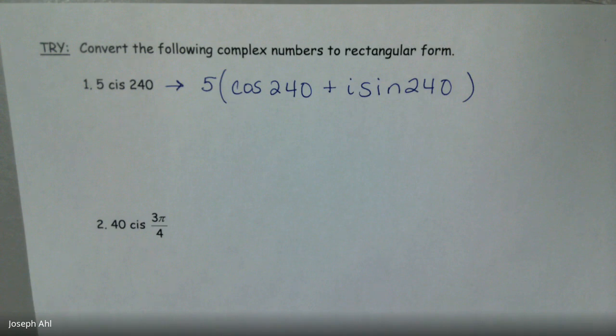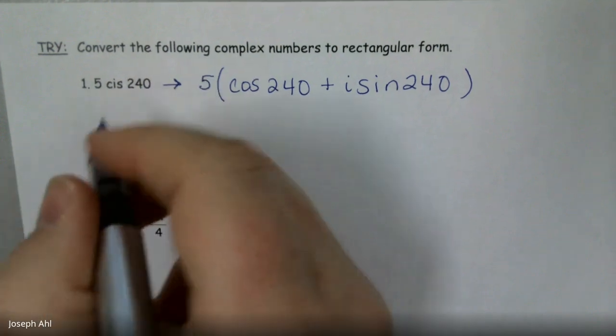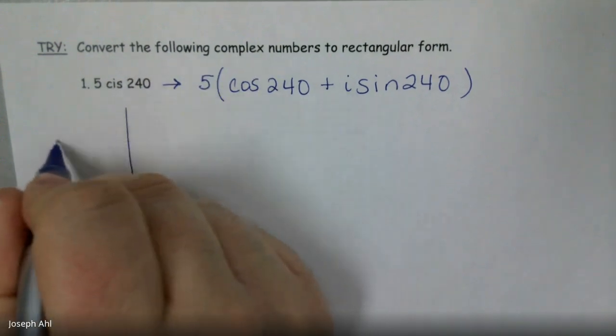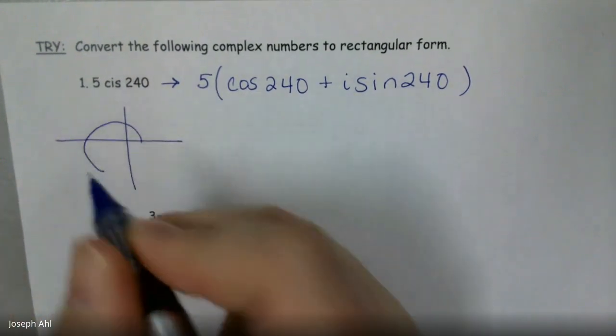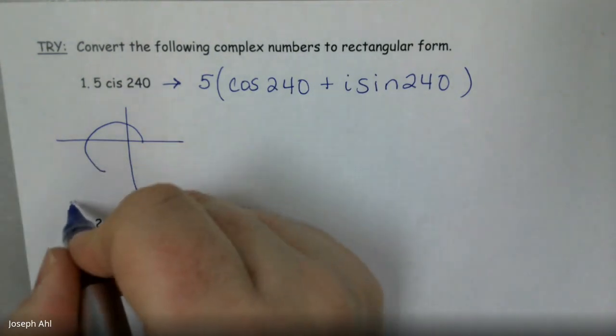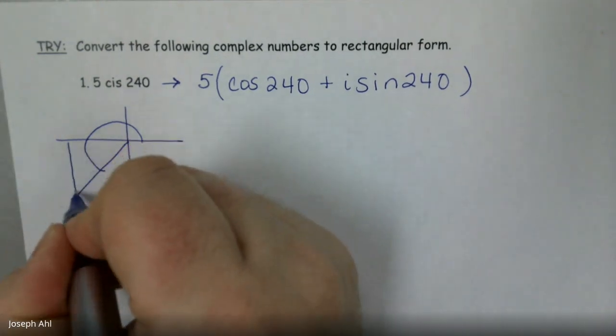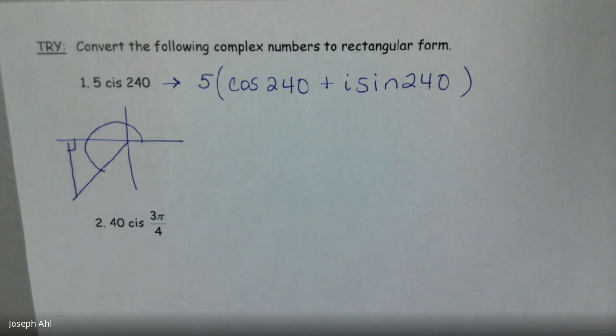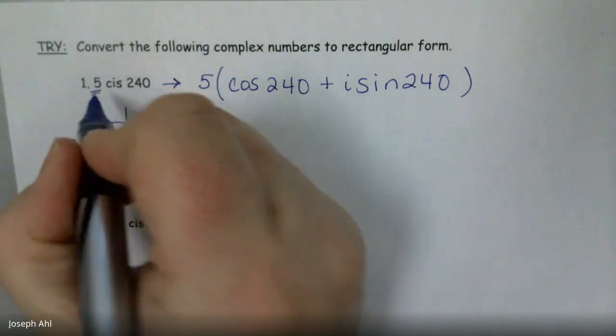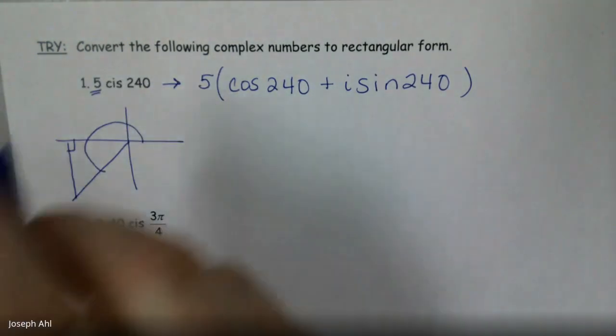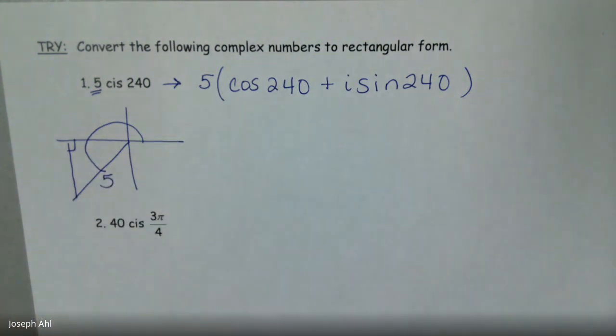So now that we know that's the longhand version of this, 240, where is that? Well, 240 is in quadrant 3. So there's my angle, sketch it. Wherever the angle ends, you're going to create a triangle with the x-axis. This r value of 5 in r cis theta form is the hypotenuse. So put 5 on the hypotenuse.